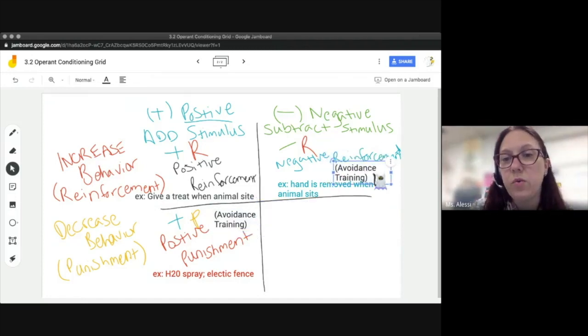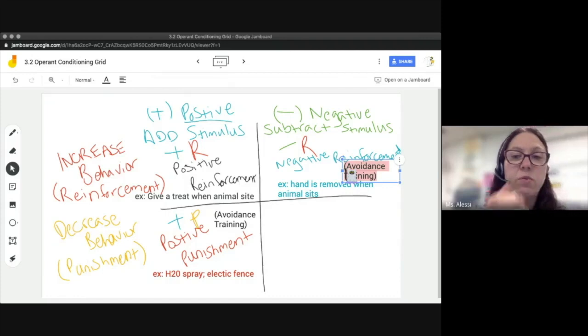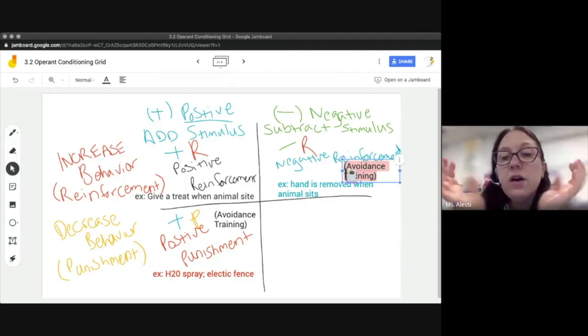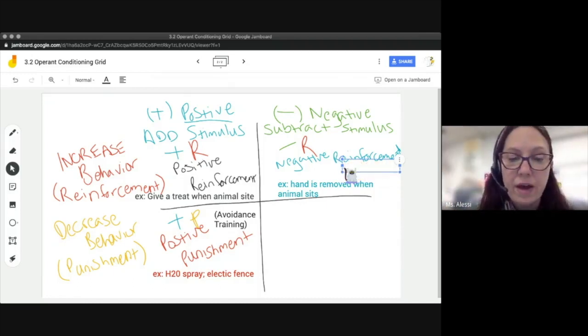And then over here, on the other side of things, we have negative, or subtracting. This is what we call escape training, right? Because the animal's trying to get away from that thing, and then it's going to keep encouraging the behavior that you want. So we call this escape training.